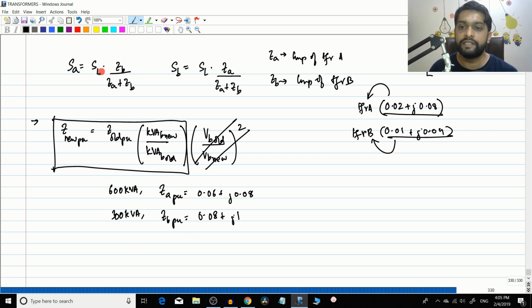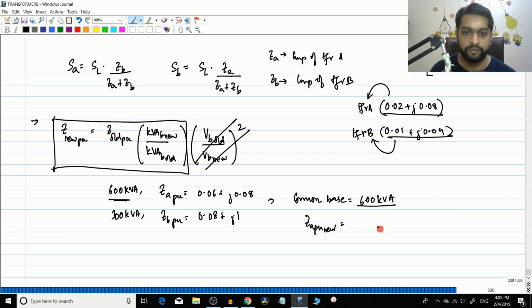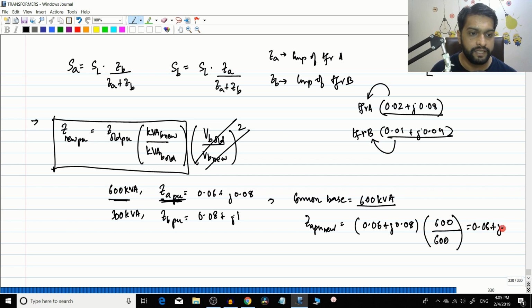Now, if you want to use it in this particular formula, you have to convert it into a common base, because this Z per unit is found using this base, and this one is found using that base. So let us take the common base as 600 kVA. This is the new base value here. Let's use the formula. For the first transformer, Z A per unit new will be equal to Z per unit old, which is 0.06 plus j 0.08, multiplied by new kVA base, which is 600 kVA, divided by old kVA base, which is also 600 kVA for this transformer. So that value will be exactly the same: 0.06 plus j 0.08.